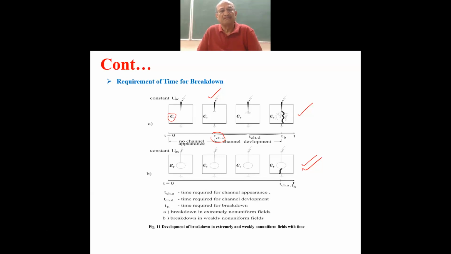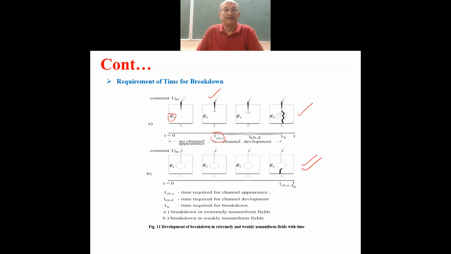That means non-uniformity is embedded there inside the solid dielectric. And there, the partial breakdown activity may take place. But if the pure dielectric is there, no inclusions are there, no partial breakdown activity would take place.